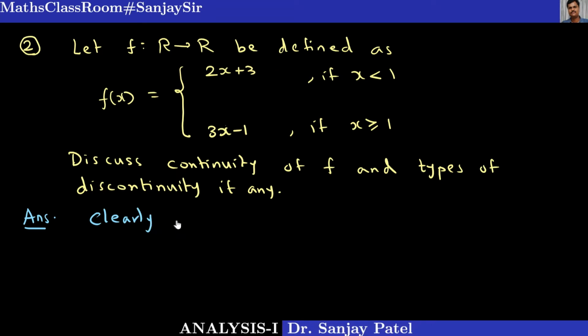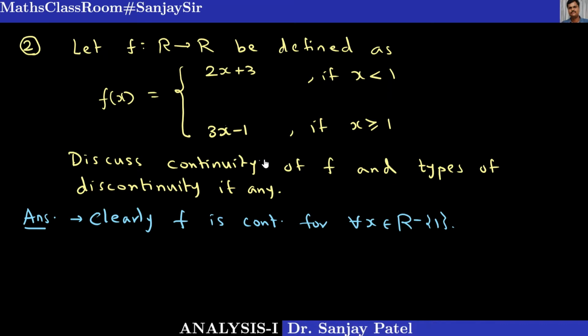The first thing is clearly f is continuous for every x belongs to R minus {1}. So the function is obviously continuous, which can be proved very easily, so we are not discussing this in detail. Our main interest is to discuss different types of discontinuity if it exists. So let us consider the critical point.